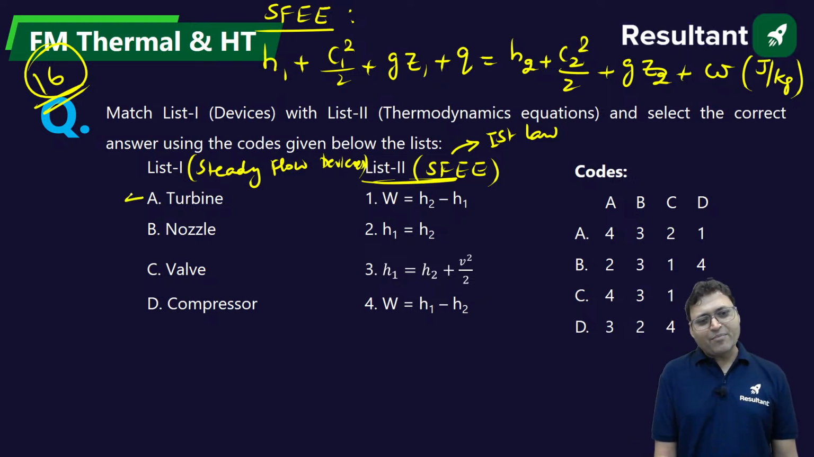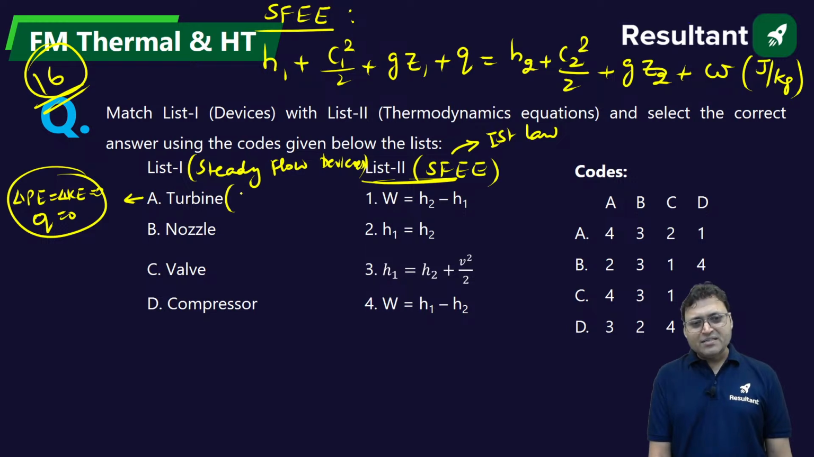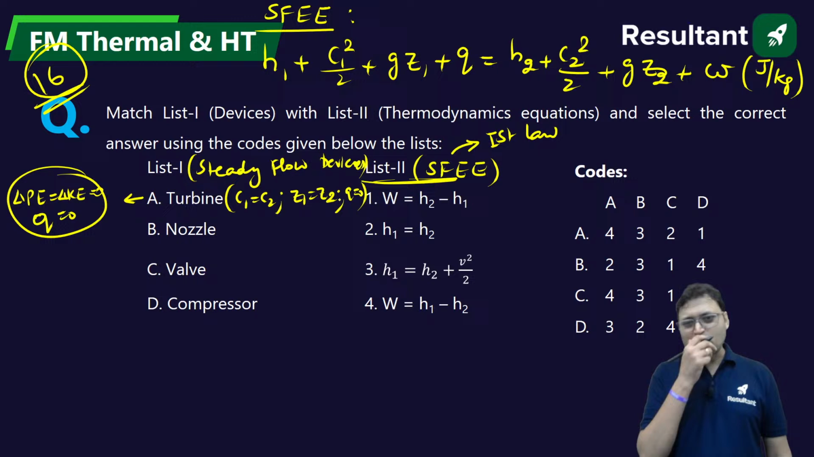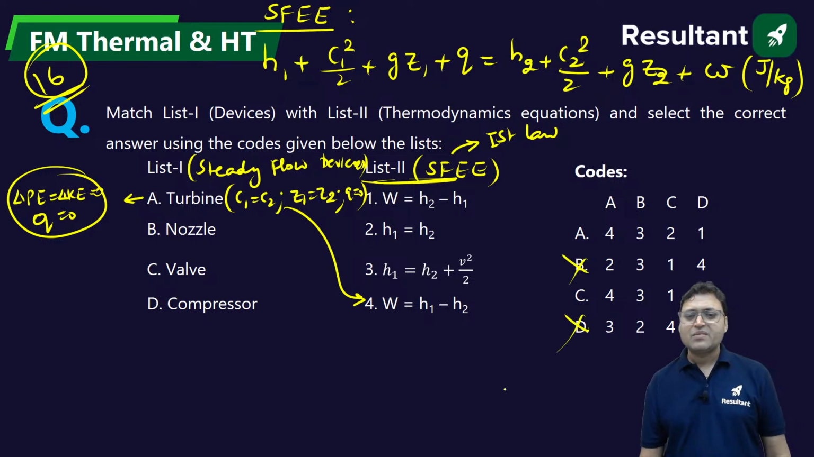If it is a turbine, there is no change in potential energy and no change in kinetic energy, and it is thermally insulated also, so Q is equal to 0. So C1 is equal to C2, Z1 is equal to Z2 and Q is equal to 0. That is the turbine. A turbine is used to produce work, so for a turbine it is H1 minus H2. Yes or no?